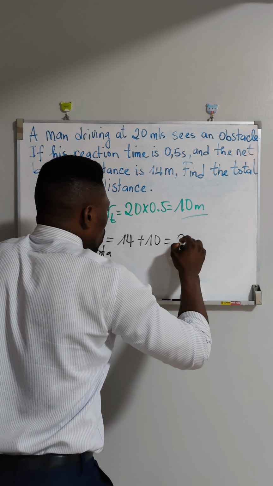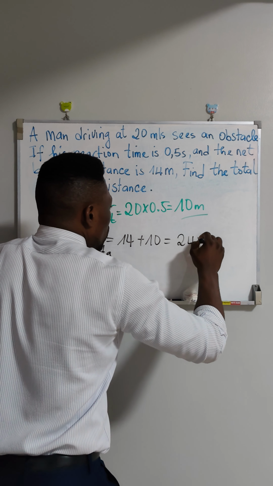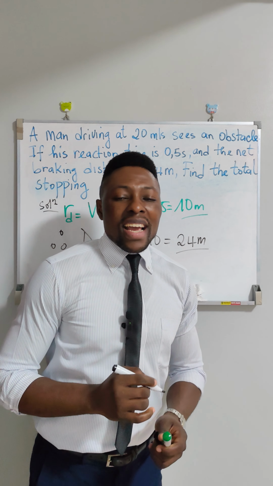So this will give us a total stopping distance of 24 meters. And this is how easy it is.